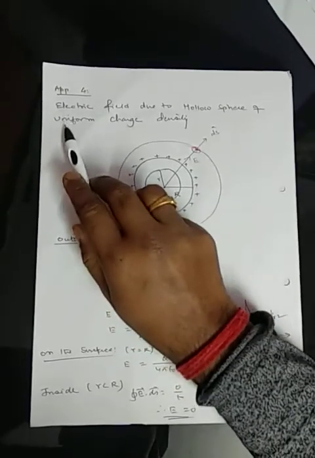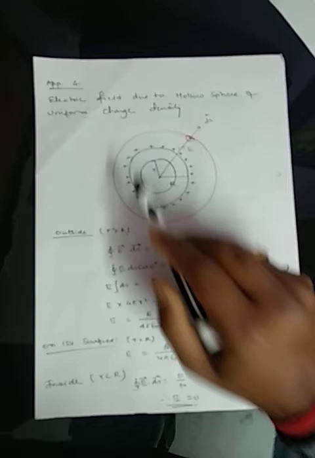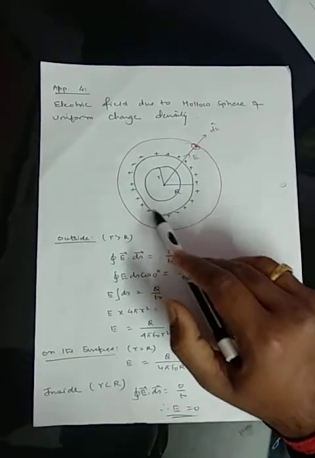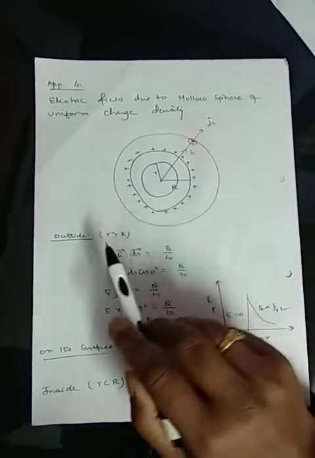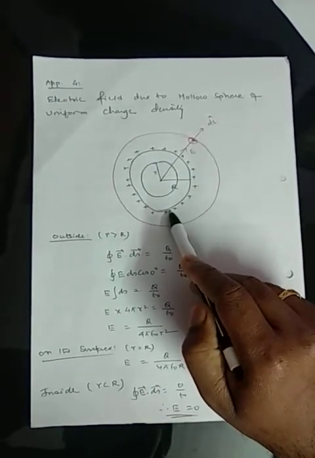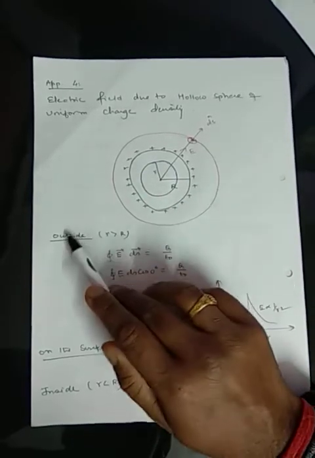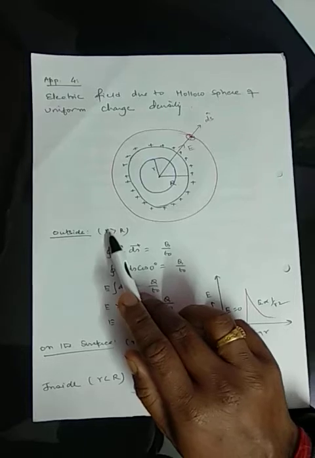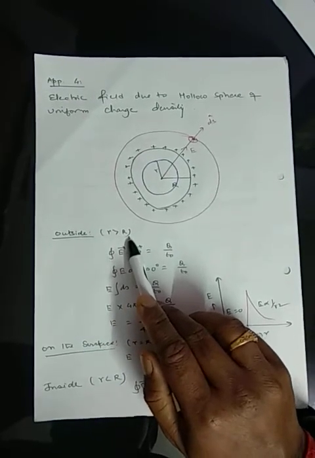Now I am moving to application number 4, which is electric field due to a hollow sphere of uniform charge density. This is a sphere. It's a hollow sphere which is charged, right? We will be calculating electric field due to this particular surface inside, outside and on the surface. So I am calculating first outside. I am assuming distance r which is greater than the radius of the sphere.